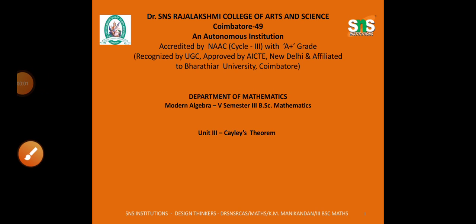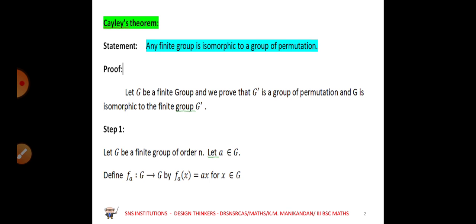Good evening. Today we are going to discuss the topic of Cayley's theorem in modern algebra. So first, see the definition of Cayley's theorem. Statement: any finite group is isomorphic to a group of permutations.